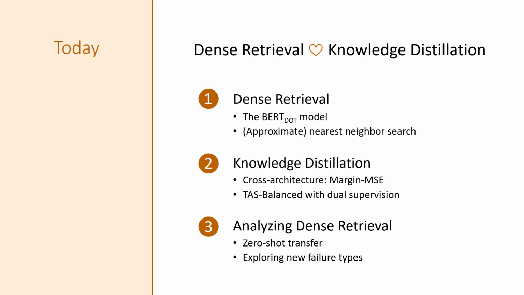Then the second part is about knowledge distillation, and specifically about our work in the last couple of months, where we looked at cross-architecture distillation losses such as Margin-MSE, or our recently proposed TAS-Balanced with dual supervision training approach for dense retrieval models. And then finally, we're going to look at how we can analyze dense retrieval models and what those analyses mean for the future development of those models.